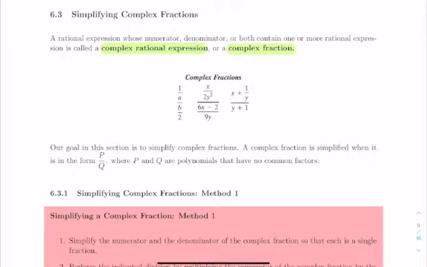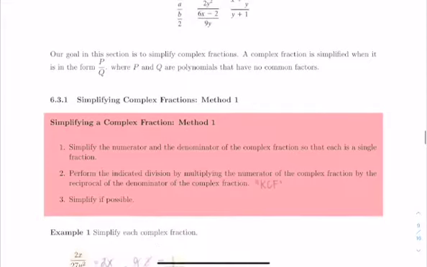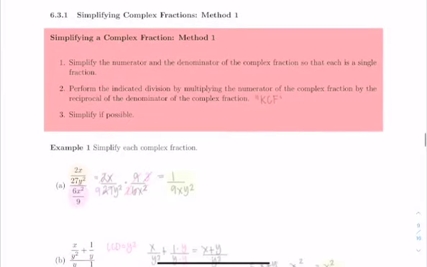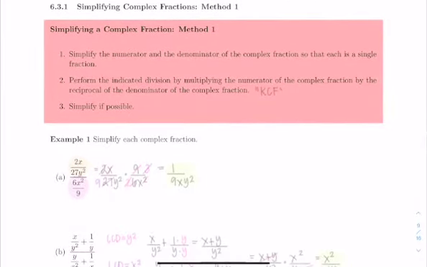We have two different methods we're going to explore. In the first method, we simplify the numerator and the denominator of the complex fraction so that each is a single fraction. We'll perform the indicated division by multiplying the numerator of the complex fraction by the reciprocal of the denominator of the complex fraction. So that's where keep, change, flip comes into play. And then simplify if possible.